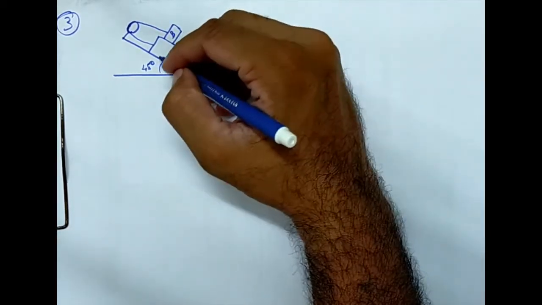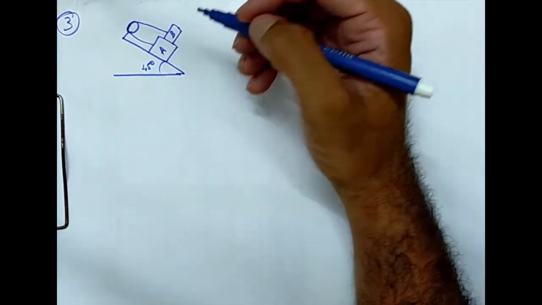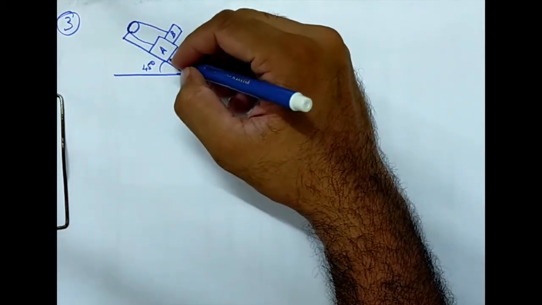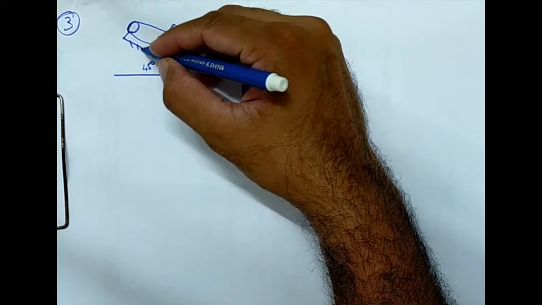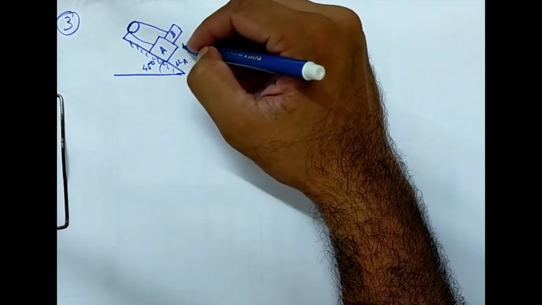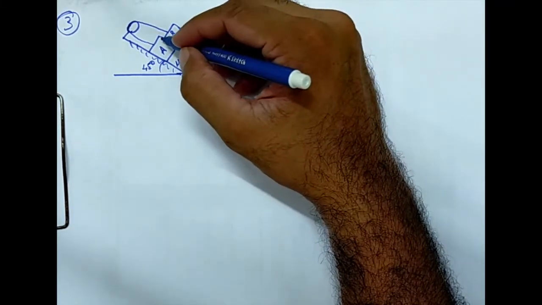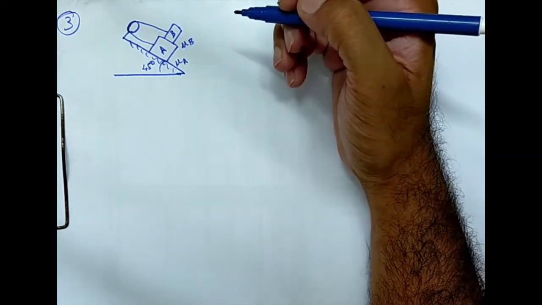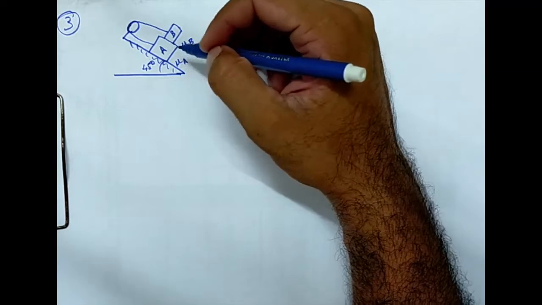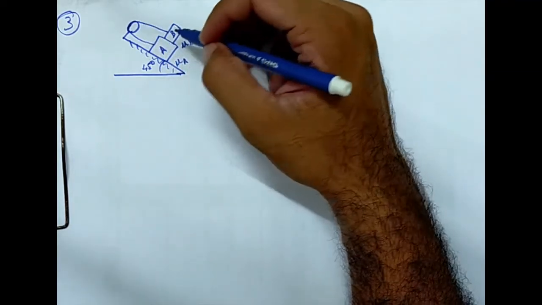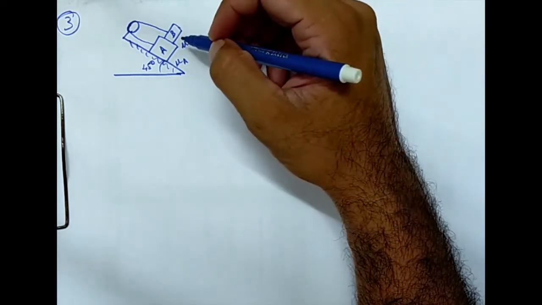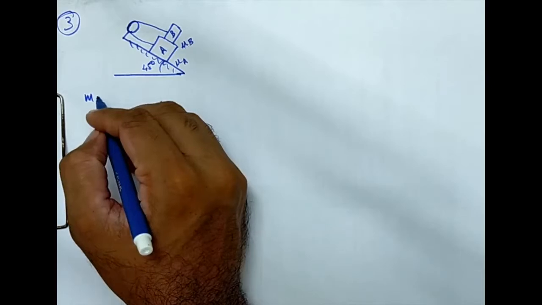So this is B, this is A, and let this be mu A, the coefficient of friction between the slope surface and object A, and mu B between object A and object B. So when we get such a problem involving a pulley and connected bodies, we need to think about the physical aspect. What happens when we have this condition? So let's first note down the available data.